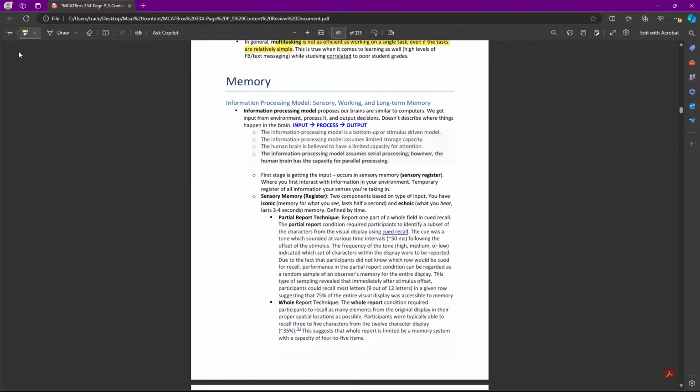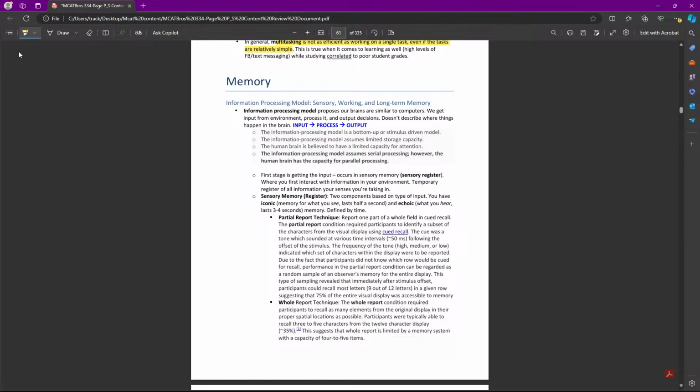Okay. The first stage is getting the input. It occurs in the sensory memory, the sensory register, where you first interact with the information in your environment. It temporarily registers all the information from your senses that you're taking in. The sensory register has two components based on the type of input. You have iconic memory for what you see, which lasts half a second, and echoic memory for what you hear, which lasts 3 to 4 seconds.